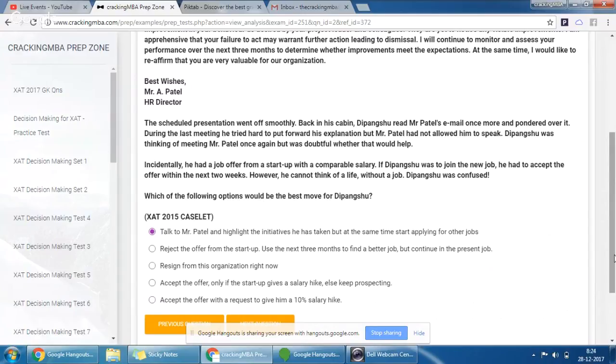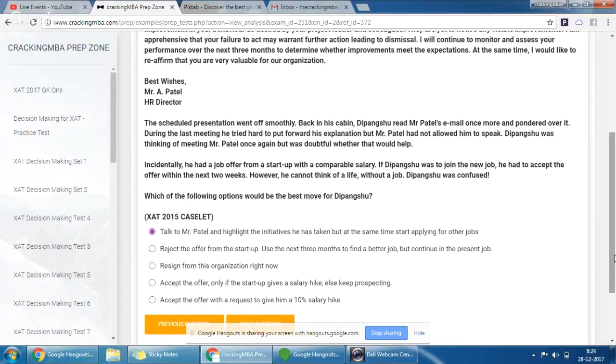E is not wrong, but why I say E is out is because he's not stating explicitly that he's dissatisfied with the hike. He got a job offer with a comparable salary, but it's not stated that he cannot think of a new job without a hike. If it stated somewhere that he is not satisfied because of the comparable salary and no hike, then option E would be the best one.